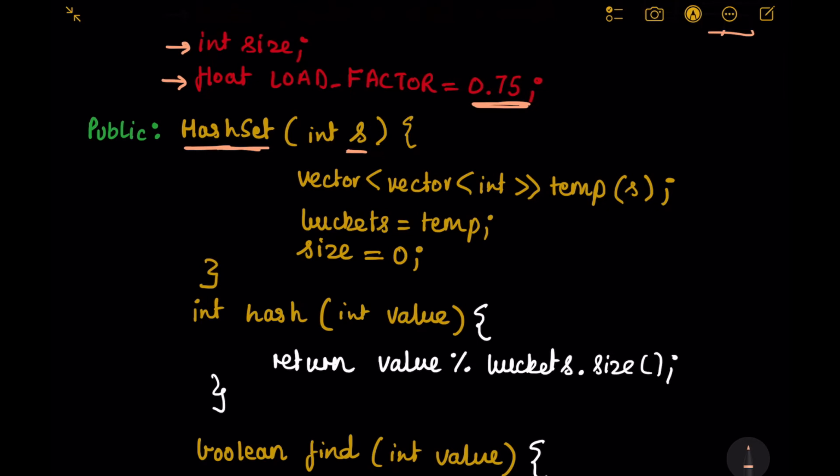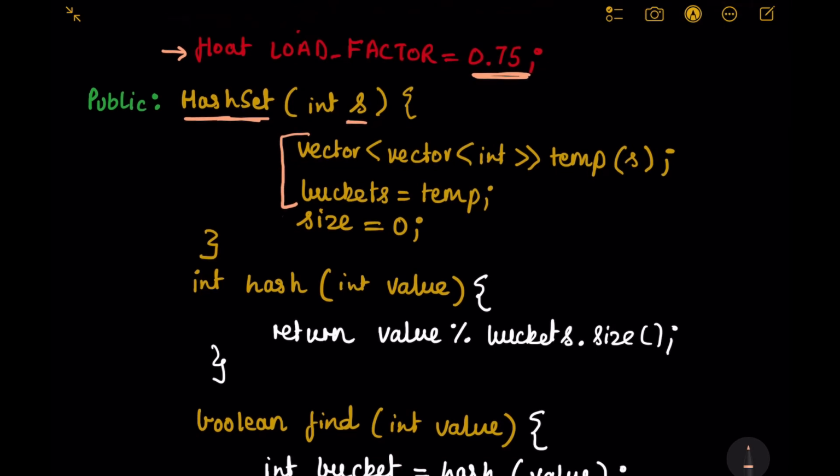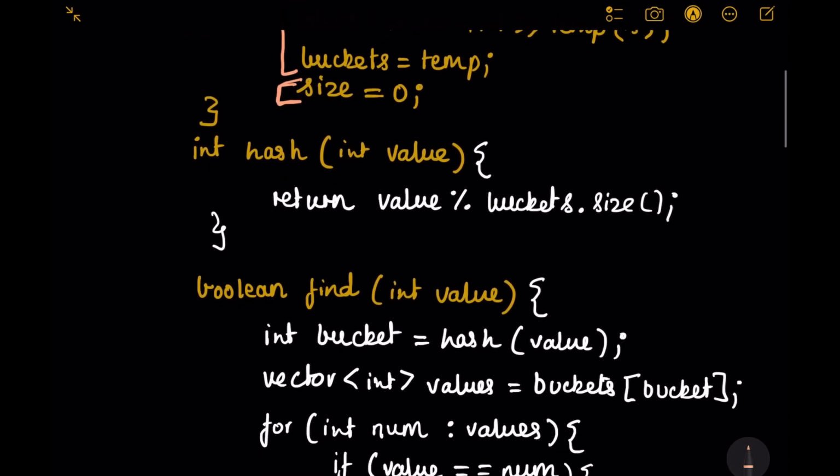So we are initializing our 2D matrix, and we are initializing the size data member because there is no element inserted into this set yet, so it is initialized as 0. Now this is the helper method, which basically returns the hash for any value. As we have already discussed, that hash is nothing but the modulo of value with the size of the buckets, or the number of buckets that exist. So we get a value, we take the modulo with buckets dot size, which is the total number of buckets existing, and we return this value as the hash.